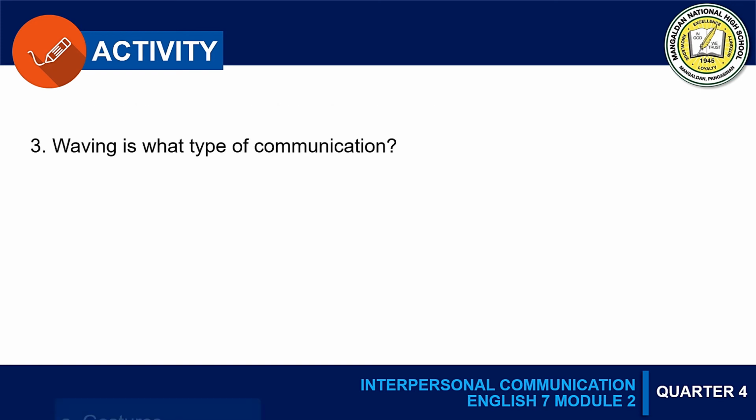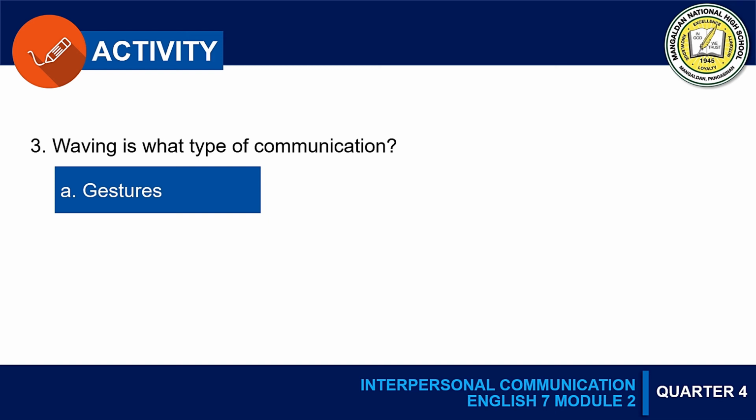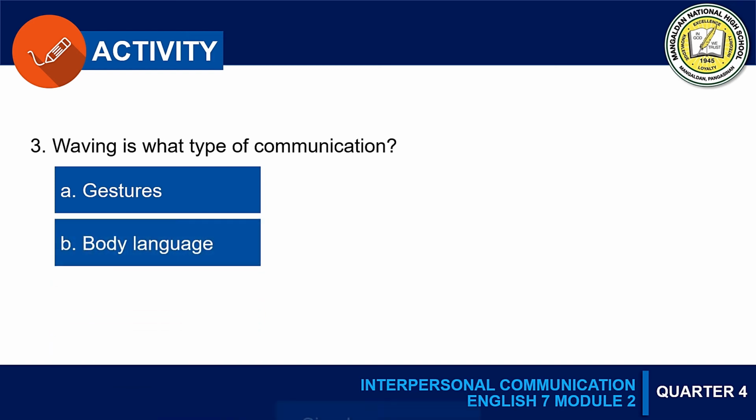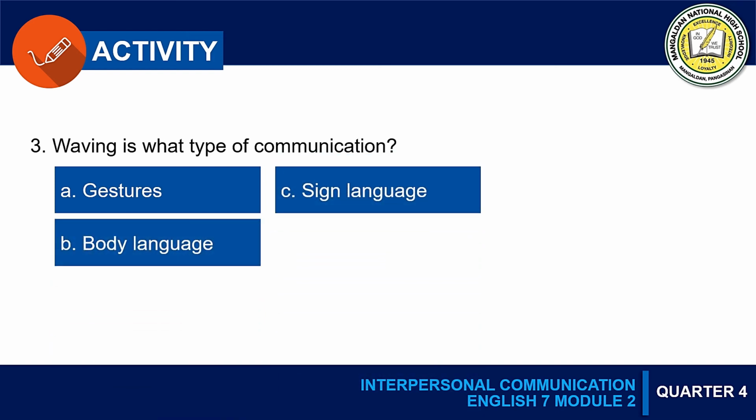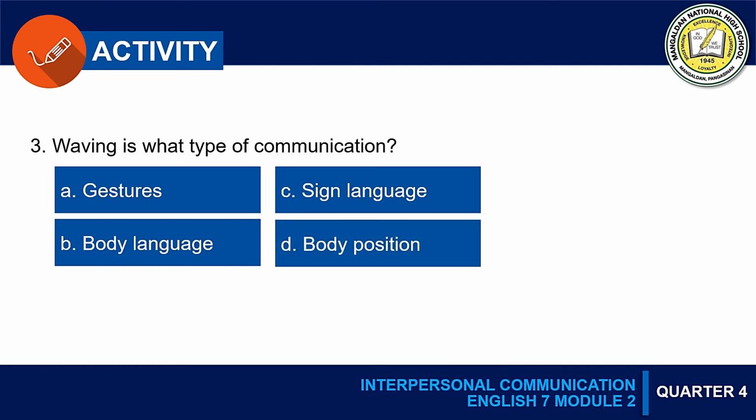Waving is what type of communication? Letter A, gestures. Letter B, body language. Letter C, sign language. Or letter D, body position.